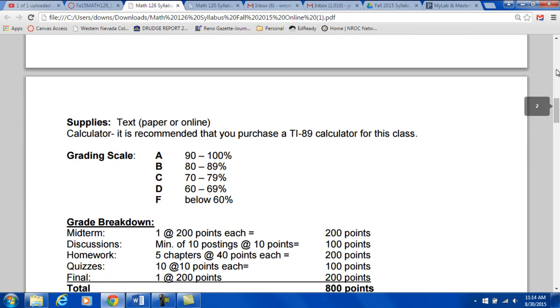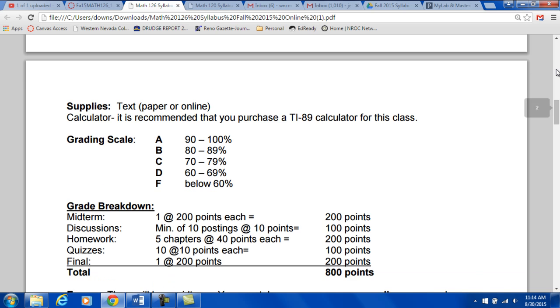Supplies. You need a textbook, paper or online version, calculator. It's recommended you purchase a TI-89 for this class, especially if you're going to go on to calculus eventually. The TI-89 is going to be very useful. Now, I will say, if you're going to be at my college doing it in person, 2 of us allow you to use TI-89s for calculus, and 2 people don't. So keep that in mind. If you're going to take Math 181 online with me, then you can use the TI-89 for that.